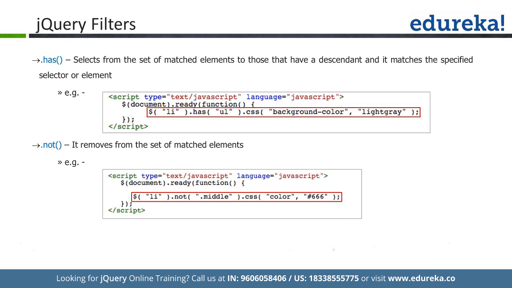Then there is something called has, which checks for certain things and accordingly sets the CSS, or you can do further operations on it. In this case, it will check for descendants, and if it finds a matched element based on the descendant, then it will do a certain thing. Let's suppose the example is that if my li in turn has another set of ul tags, then I probably want to set a CSS on it.